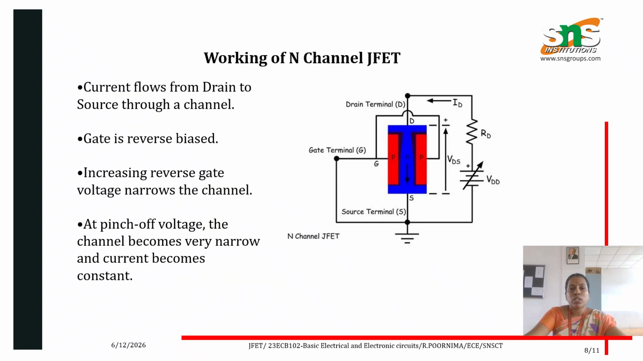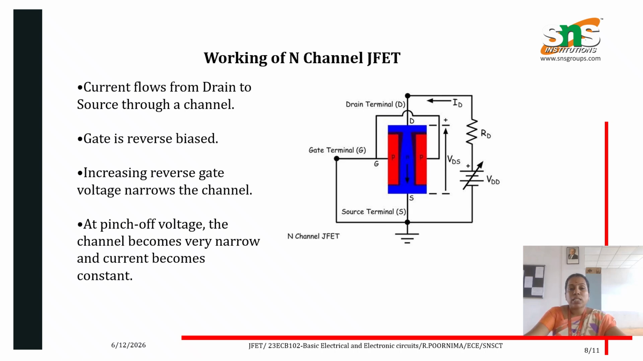Working of N-channel JFET: in this diagram, the N-channel JFET circuit is given with power supply VDD. It is connected to drain and source, and the gate terminal is connected to P-type semiconductor. Here the channel is N-type. Current flows from the drain to source through this N-type channel.